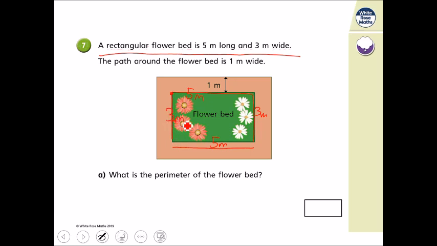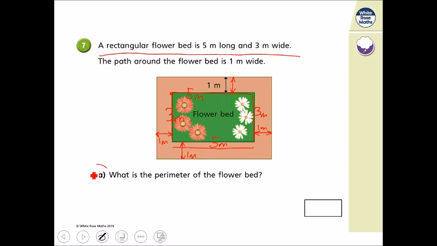Okay. The path around the flower bed is 1 meter wide, so we can see that this distance where they've put the 1 meter, that's 1 meter wide, but also this is also 1 meter, and this is 1 meter, and this is also 1 meter.